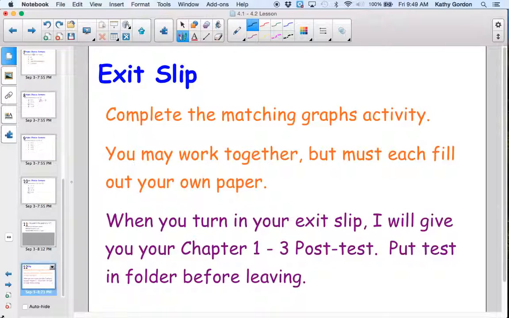When you bring up your actual exit slip, if everyone's done in your group, also bring the envelope up with you.